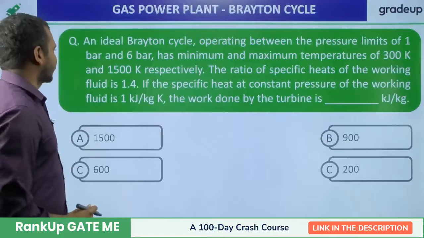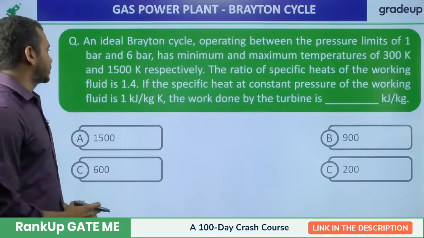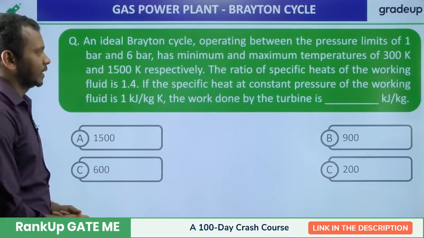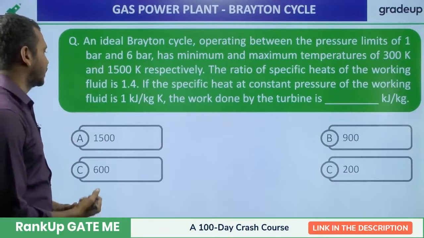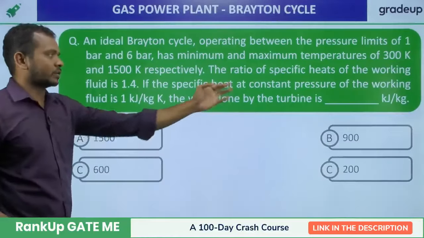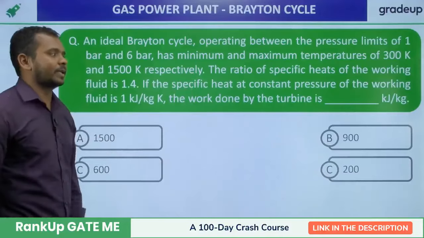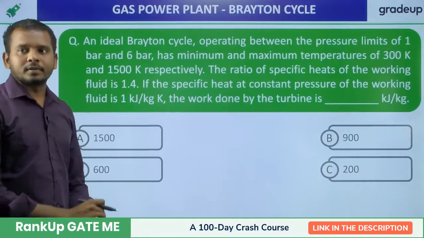Same problem. An ideal Brayton cycle operating between the pressure limits of 1 bar and 6 bar has minimum and maximum temperatures of 300 Kelvin and 1500 Kelvin respectively. The ratio of specific heat of the working fluid is 1.4. If the specific heat at constant pressure of the working fluid is 1 kJ per kg Kelvin, the work done by the turbine is dash kJ per kg.